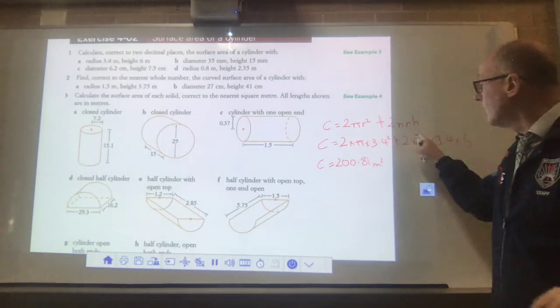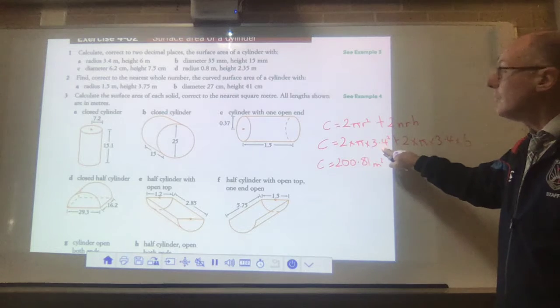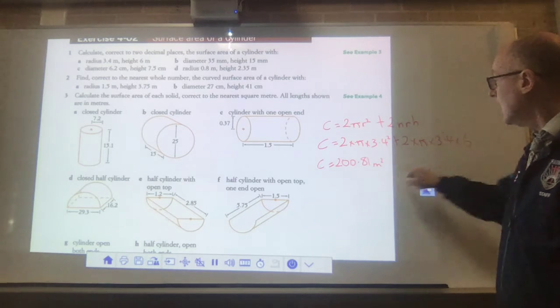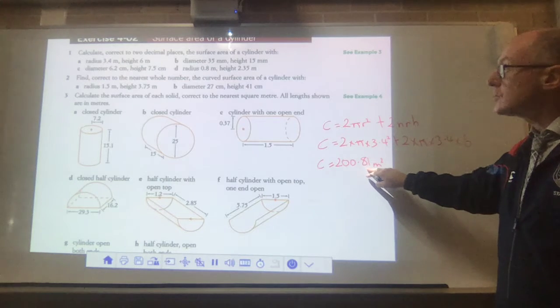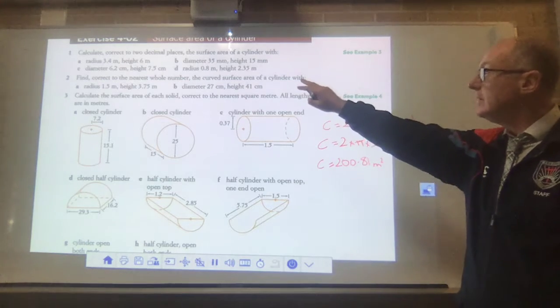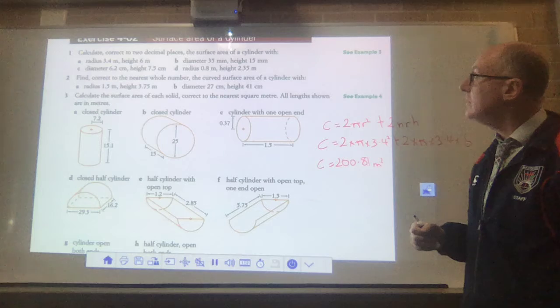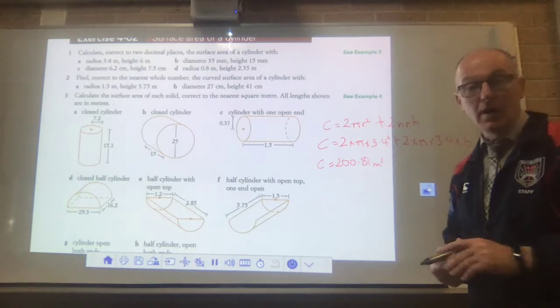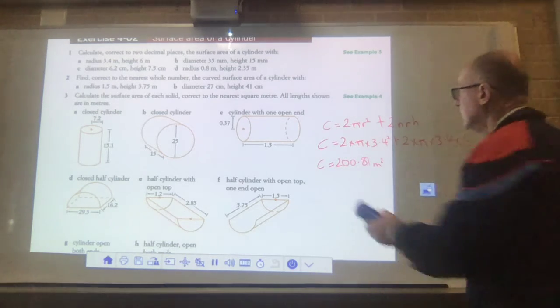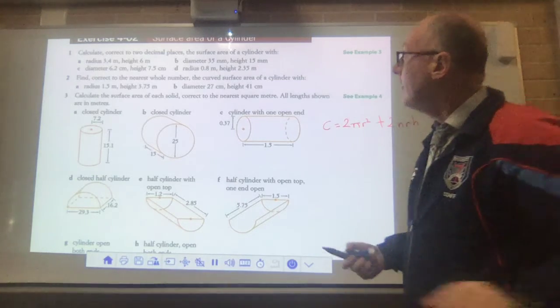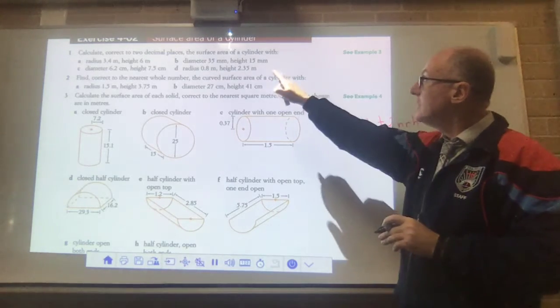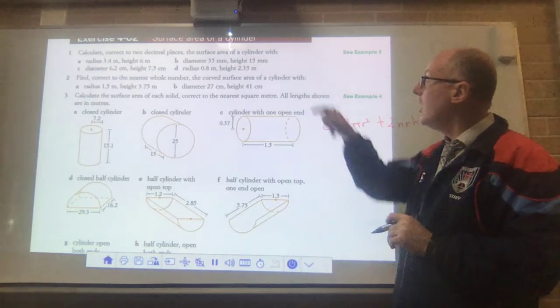I wrote out the formula, I put in the radius, I put in the height, I got an answer to 2 decimal places. I'm making sure that it's in meters and meters, the two measurements, which it is, so that's fine. So I'll do question B with you. Question B is going to be similar. Find the surface area if the diameter is 35 and the height is 15.